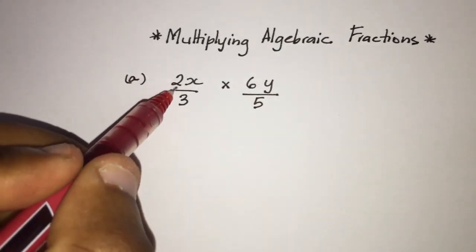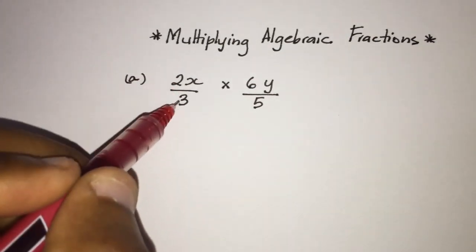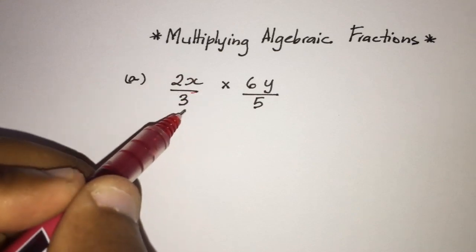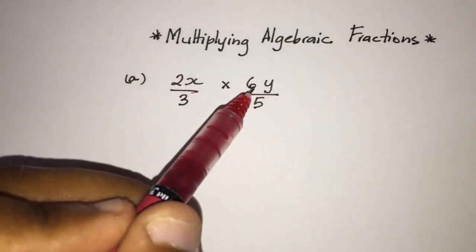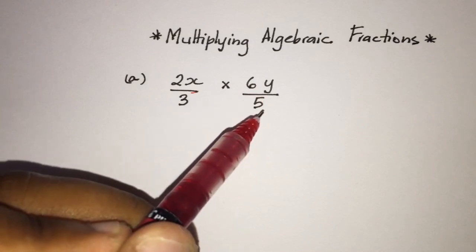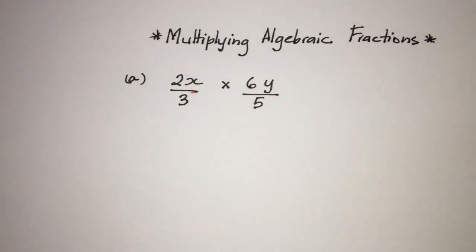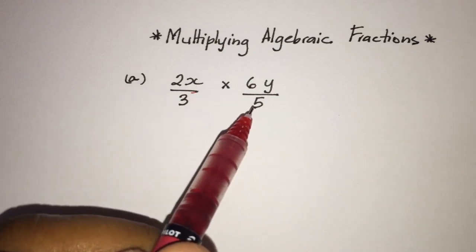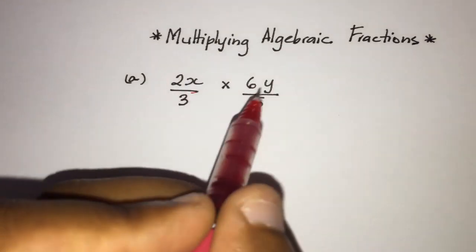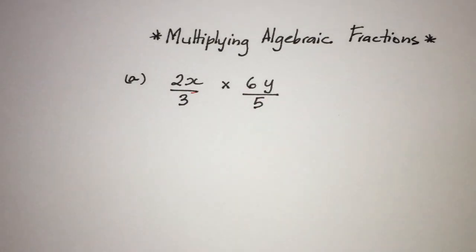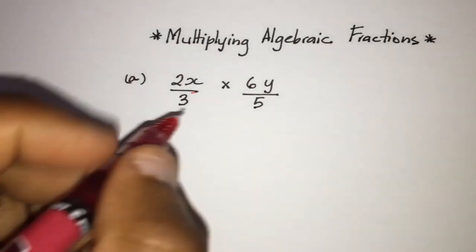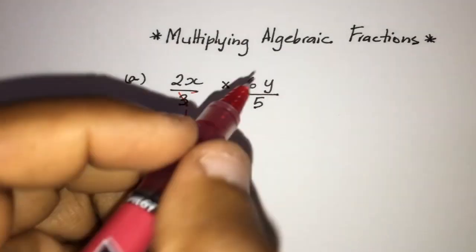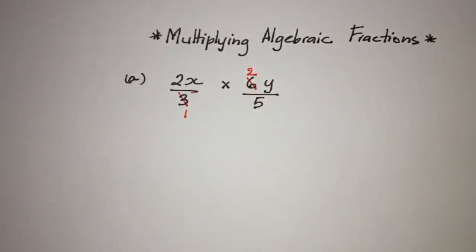So there's nothing common between this 2 and 3. There's no common factor here between the 2x and the 3. And there's no common factor between the 6y and this 5. So seeing that I just checked the fractions vertically, let's check them diagonally. So 2x, there's nothing common with 2x and 5. But what about 3 and 6y? Yeah, 3 can go into 3 and 3 can also go into 6y. Let's do it. 3 into 3 goes 1 and 3 into 6 goes 2 times.